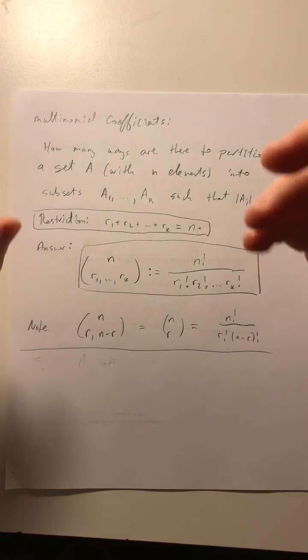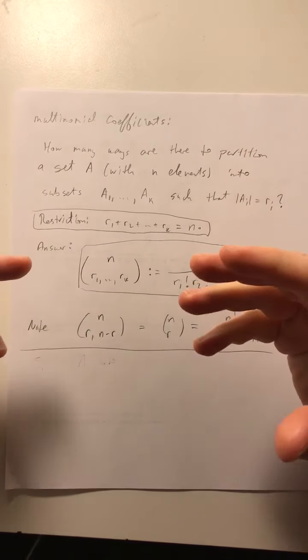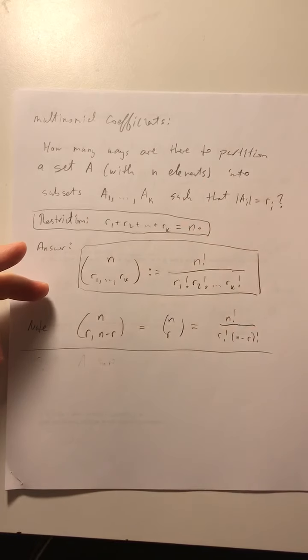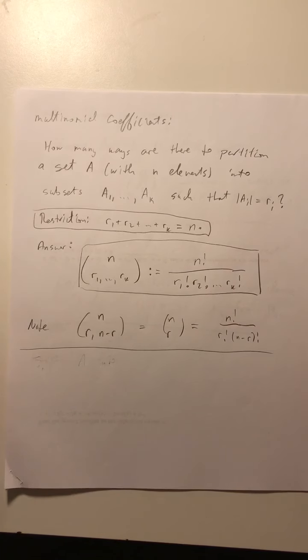If I have a set with n elements and I'm going to choose a subset of r elements, then everything I didn't choose is automatically the other set with the n minus r elements. So the binomial coefficient n choose r is not just telling me how to choose a single subset, but telling me how to partition a set into 2 subsets, where the first subset has r elements and the other subset by default has the other n minus r elements. So using that, we can ask a parallel question, but with more than 2 sets.